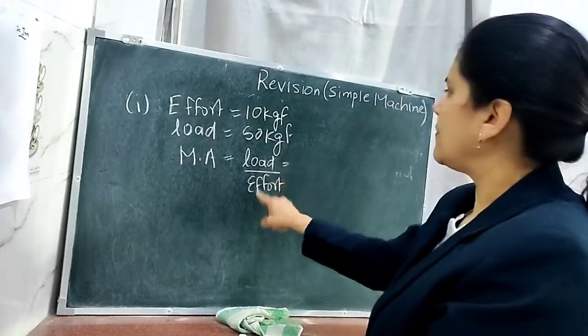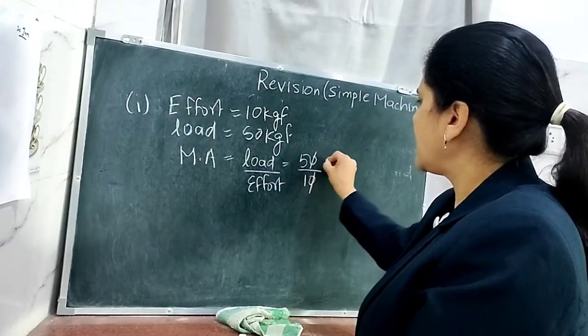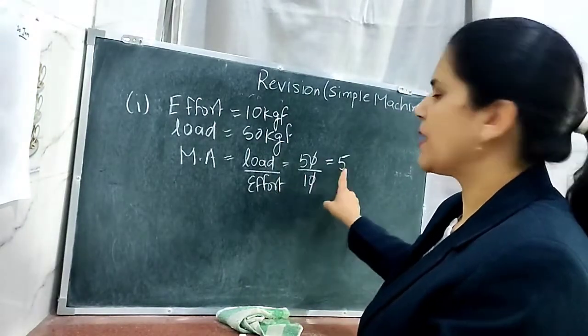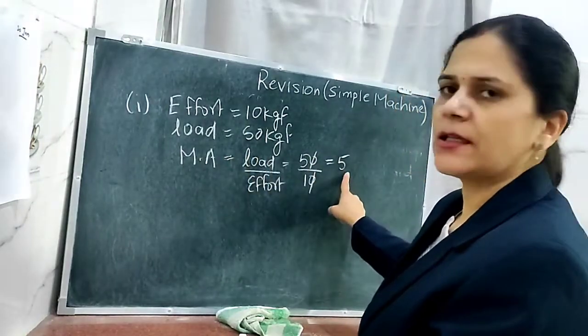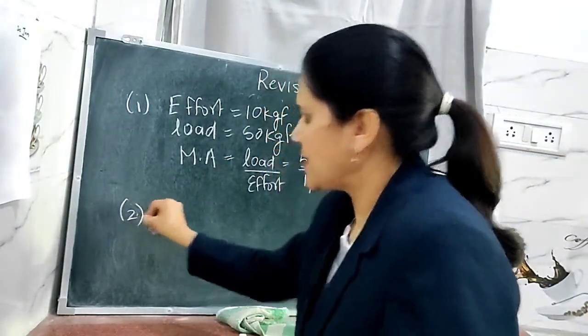You substitute the values in this formula: 50 upon 10. So the mechanical advantage comes out equal to 5, and because it is a ratio of the load to the effort, mechanical advantage does not have any unit. You can directly write down mechanical advantage is equal to 5. Let us come to the second example.